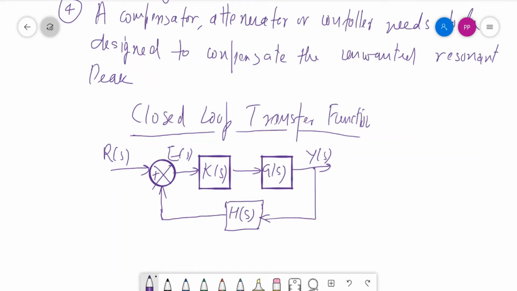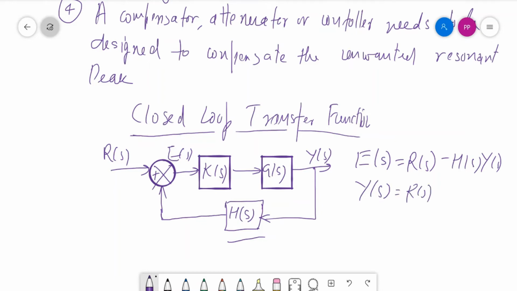So we can write from here the error signal E(s), as we have already derived during the discussion in unit 1 on block diagram of control systems. So E(s) equals R(s) minus H(s), the signal from here. So H(s) into Y(s), then E(s) equals R(s) minus H(s) Y(s).